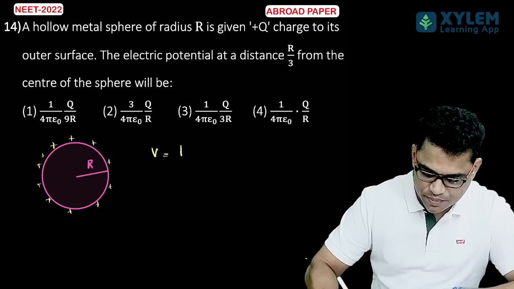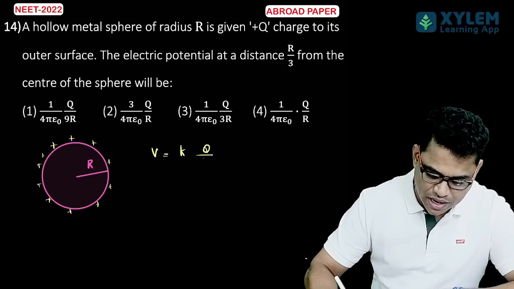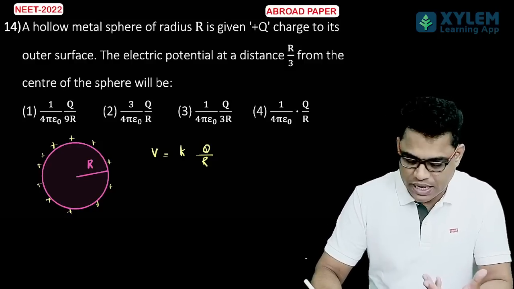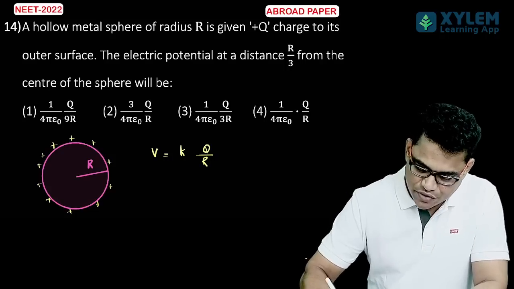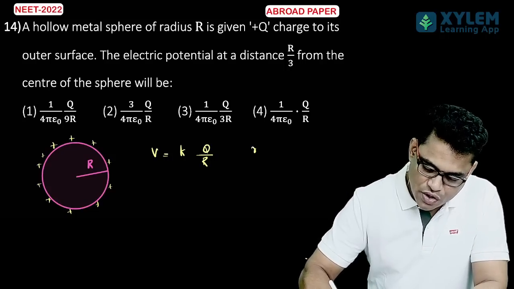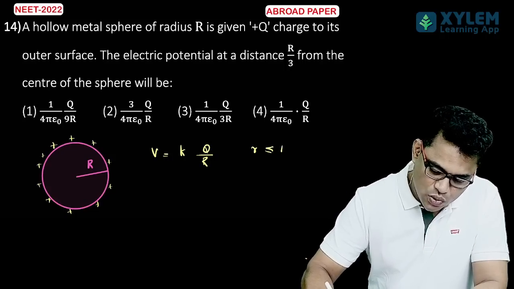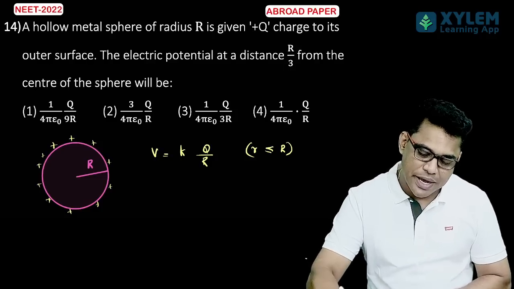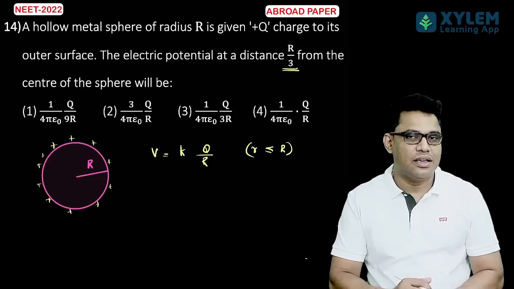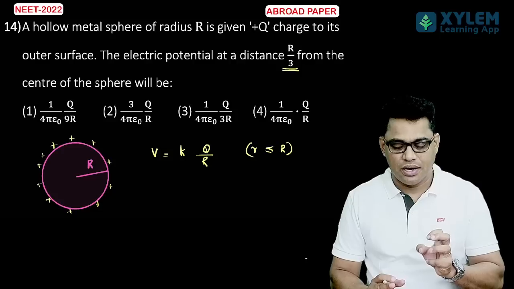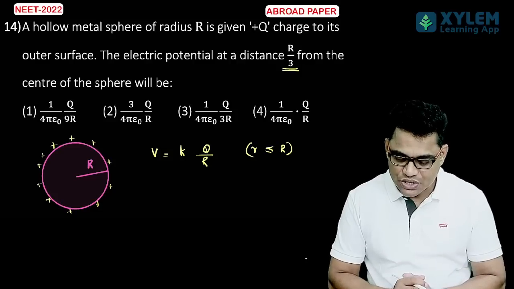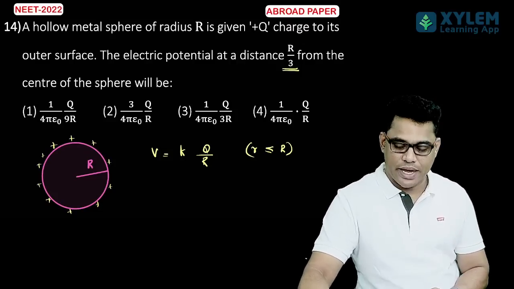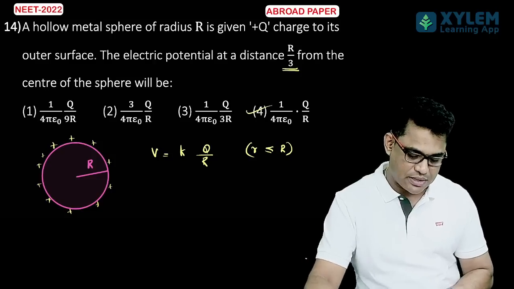What is that? KQ divided by R. This is the potential on the surface, which is the same as the potential at any point inside. Therefore, this equation is applicable when r is less than or equal to R. What is the potential at R by 3? At R by 3, the point has the same potential as that on the surface. Therefore, 1 divided by 4 pi epsilon naught, Q by R is the right answer. Here is the right answer.